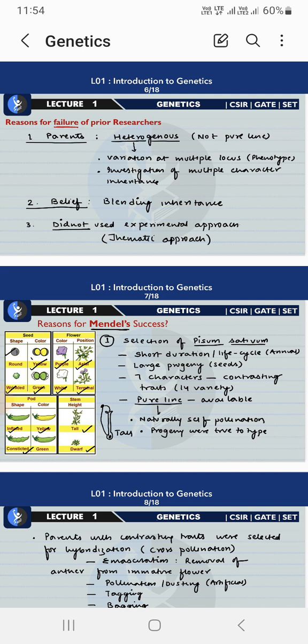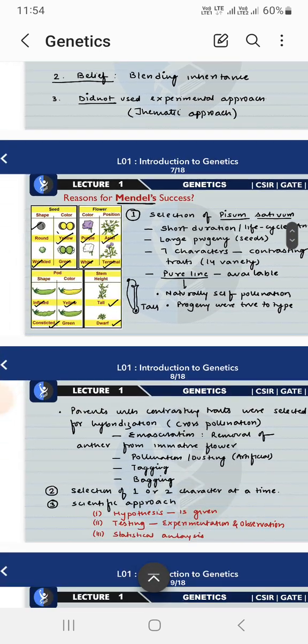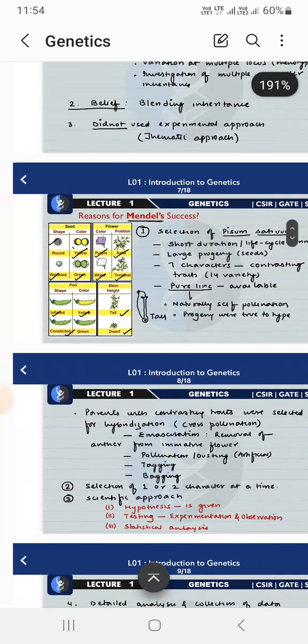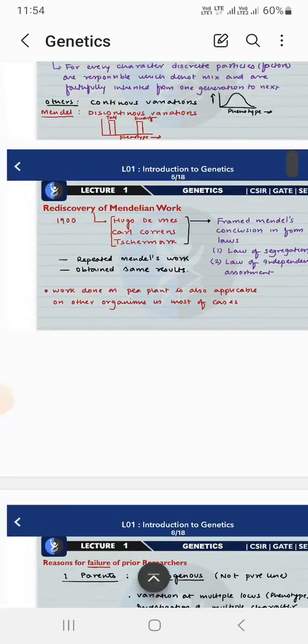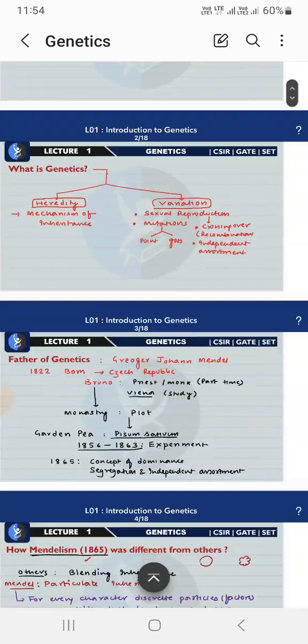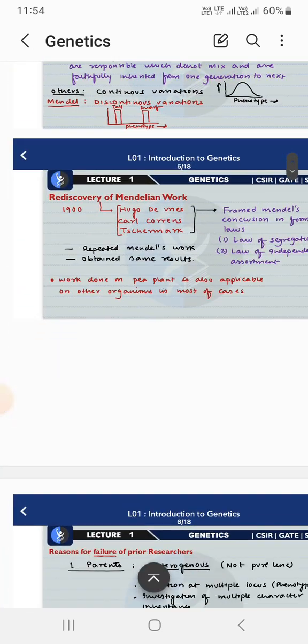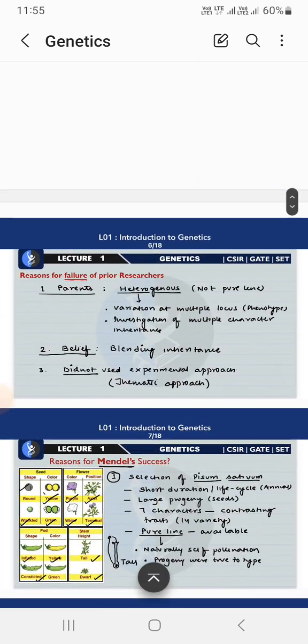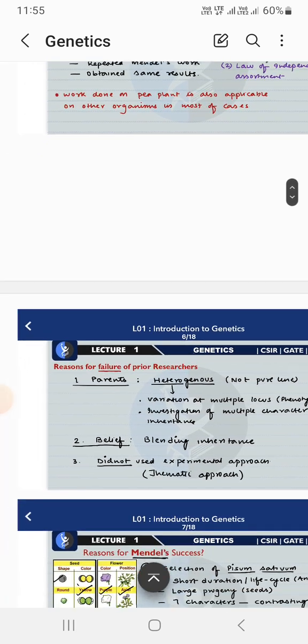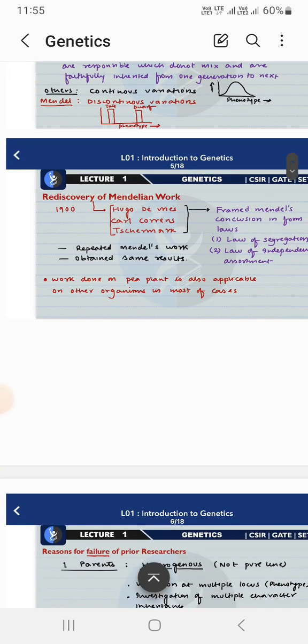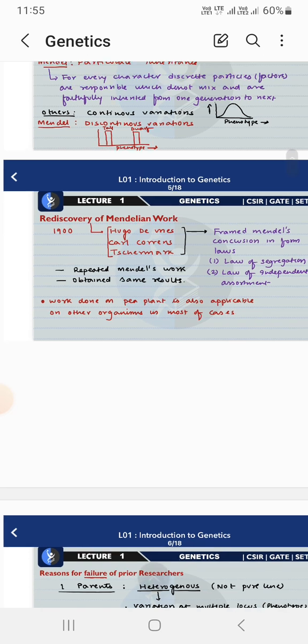So there are many reasons for Mendel's success, as you can see here, and from here we can understand the introductory part of genetics. In the next lecture we will learn about the next reason for Mendel's success. Until then, goodbye.